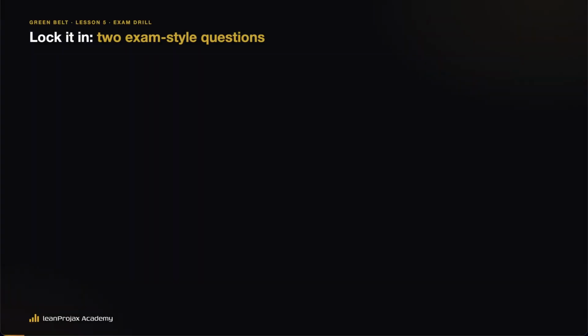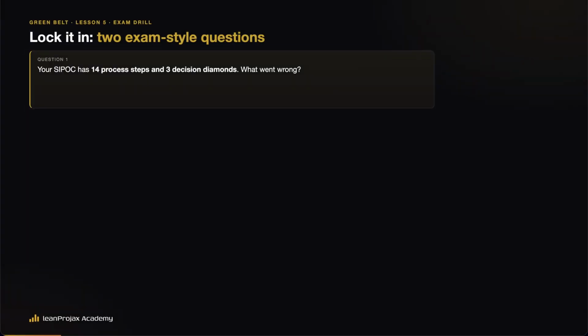Exam drill. Question 1. Your SIPOC has 14 process steps and 3 decision diamonds. What went wrong? Pause here if you need a moment. Too detailed. A SIPOC stays at 5 to 7 steps. Detail belongs in the process map.